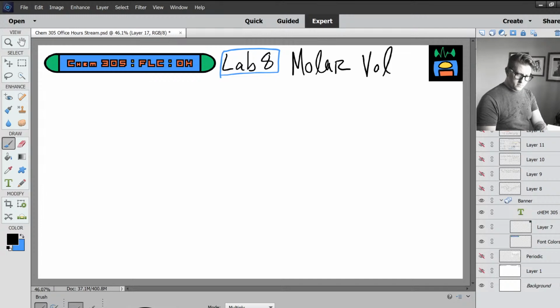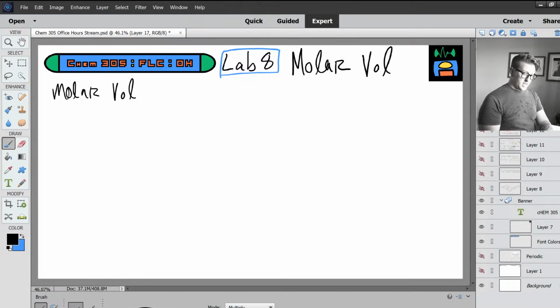Molar volume. Okay, so here's the thing. The molar volume of a gas is the volume, it's just the ratio of volume to moles. So it's volume of a gas over moles of that gas. And here, the gas in question is H2. It's the volume of H2 divided by the moles of H2.